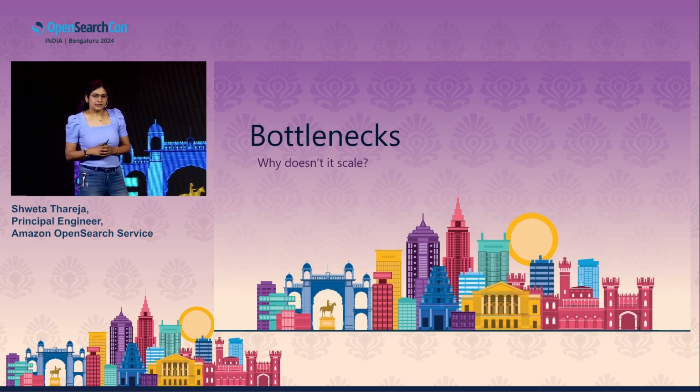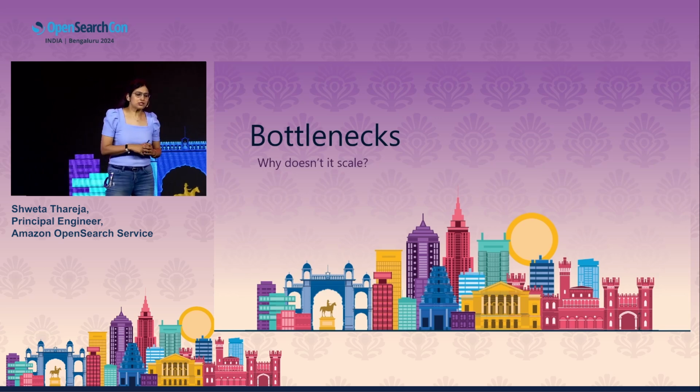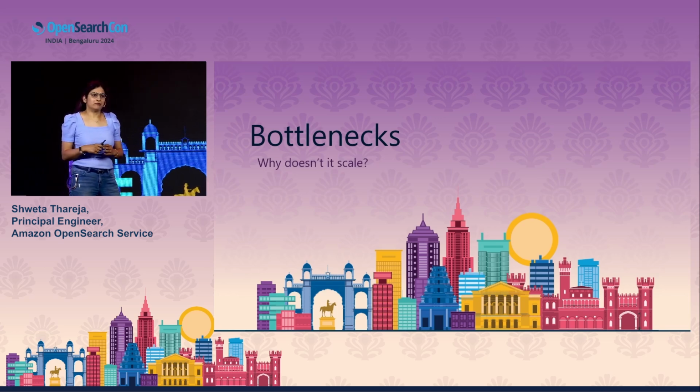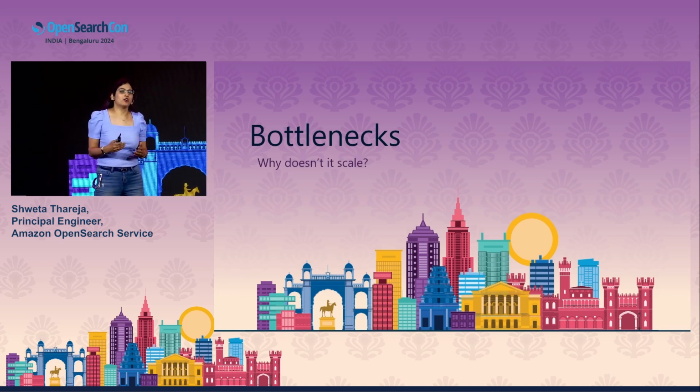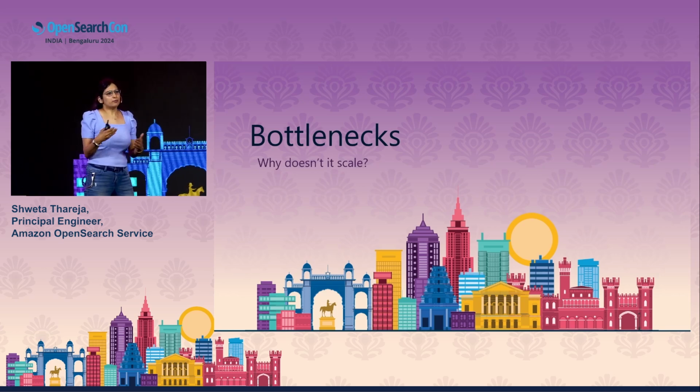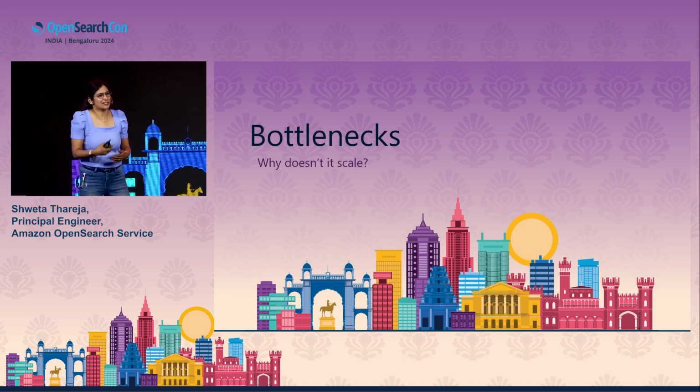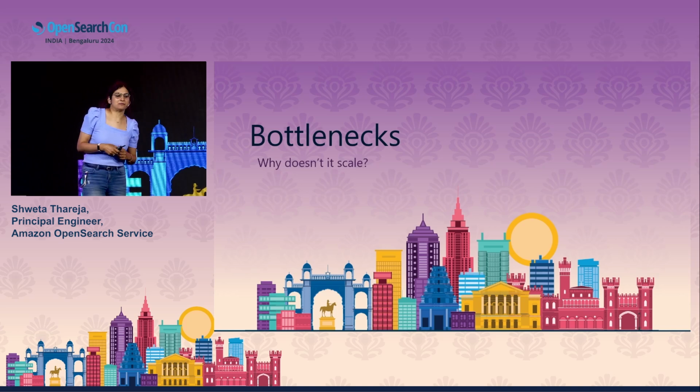There are certain components in OpenSearch. We'll go over them one by one, and we'll look at the bottlenecks and how we are solving them, which can help us truly scale OpenSearch to limitless, without talking about any limits or numbers, where someone said 100 nodes or 70,000 shards or 1,000 shards. Can we break free from these limits?